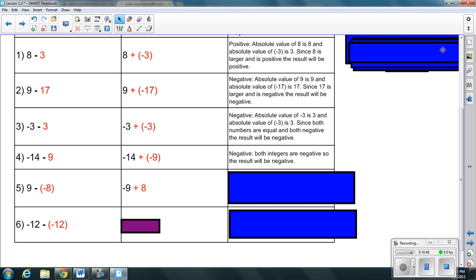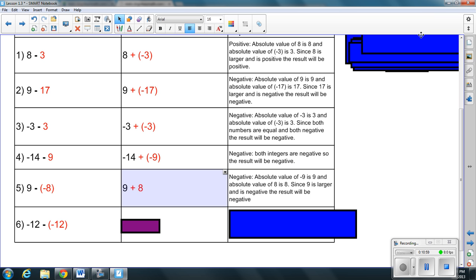Number 5. Oh, I made a mistake here. 9 minus negative 8 becomes 9 plus 8. And the result, this is wrong. The result should be positive. The absolute value of 9 is 9 and 8 is 8. The result will be positive. They're both positive numbers.